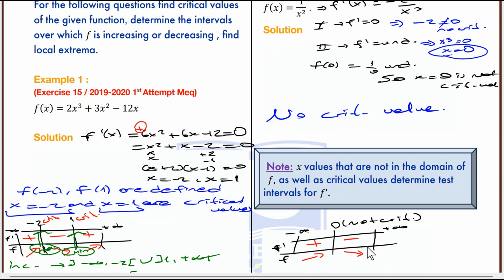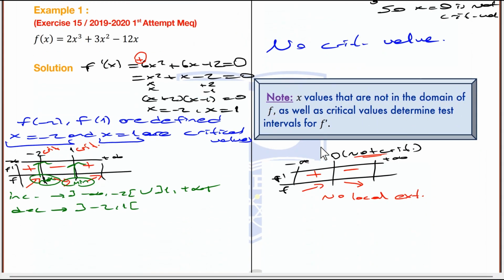Even though the function changes from increasing to decreasing, there's no local extrema. It looks like there's a maximum here, but there is no maximum here because that number is not a critical value. If that number is not critical, it doesn't yield a local extrema. So no critical value, no local extrema. But we can still determine increasing and decreasing intervals.